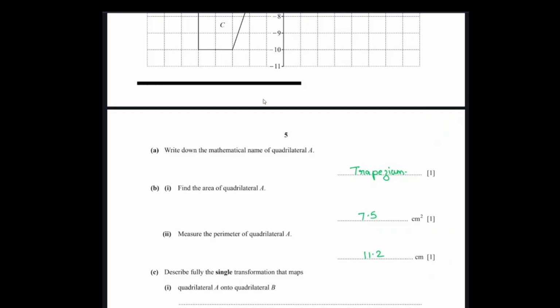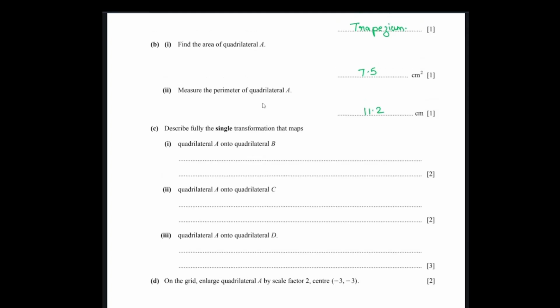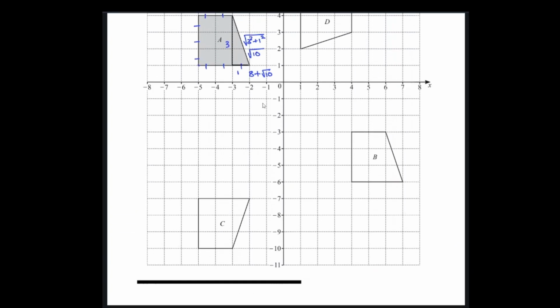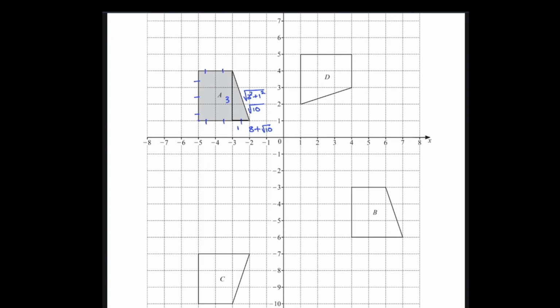Question number B12 is done. Question number C now. Describe fully the single transformation that maps quadrilateral A onto quadrilateral B. Now they are asking about transformations. Area is over, perimeter is over. Let us find out the transformations here. A onto B.